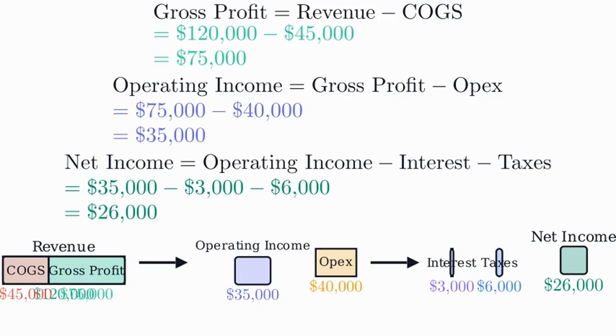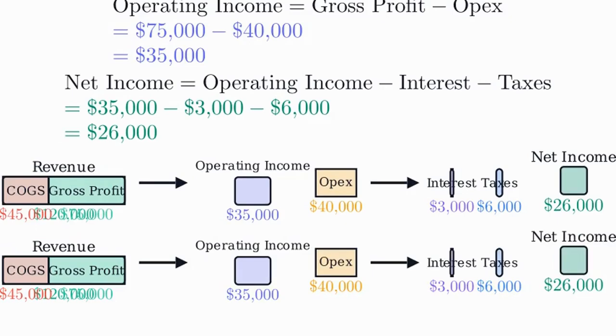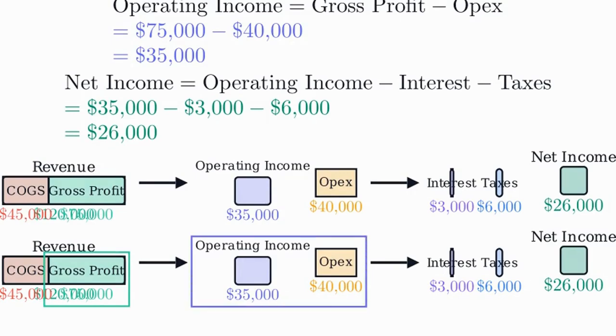To make this even more intuitive, let us visualize the flow of dollars with a simple pipeline diagram. We will start from revenue, partition it into cost of goods sold and gross profit, then subtract the operating expenses to get operating income, and finally subtract interest and taxes to reach the net income.